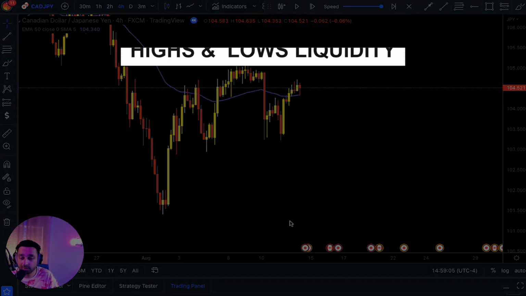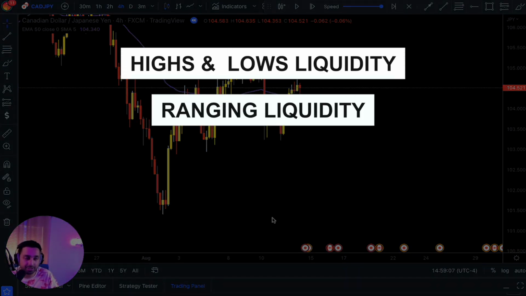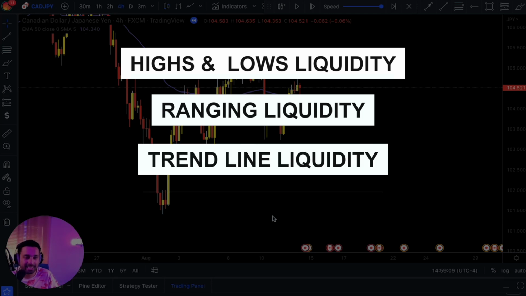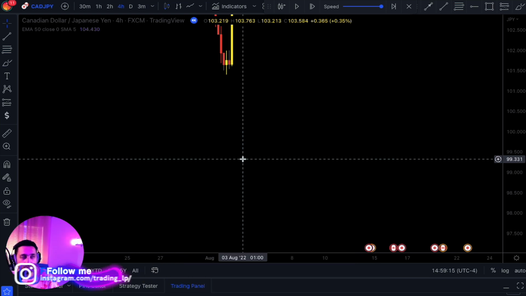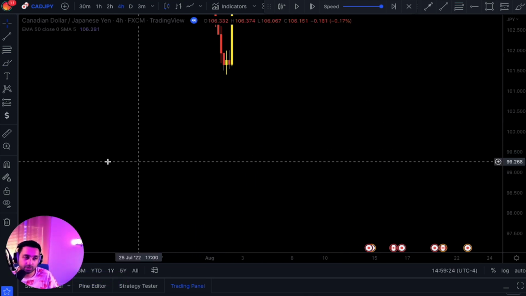So we're going to go over highs and lows liquidity. We're going to go over ranging liquidity. We're going to go over trend line liquidity and key level liquidity, and how you can basically use that. And I'm also going to share one tool in the end part of the video that you can use side by side to match with the liquidity that you see on the charts. You'll have another tool to aid with that, so to speak.